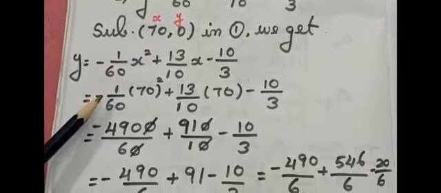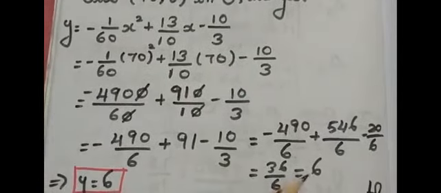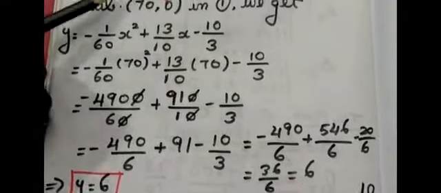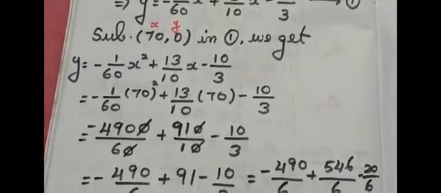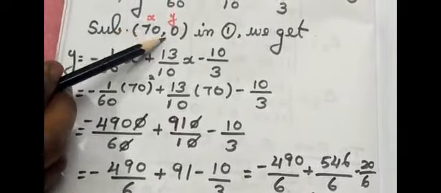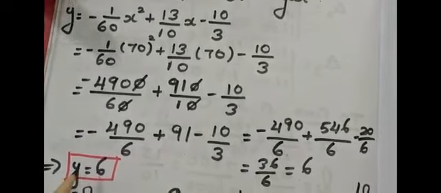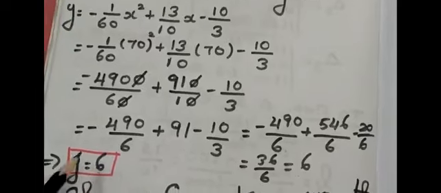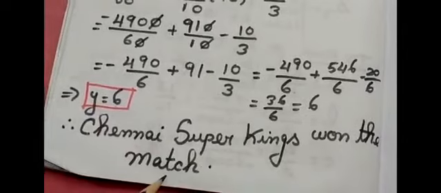After simplification, you have to take the LCM. After doing all the calculation, you will get the answer y equal to 6. But actually, at this point the value of y is 0. In place of 0, I am getting y equal to 6. The maximum point is 70, 0, but the y value is crossing 0, as I am getting 6. Since I am getting y equal to 6, I can say that Chennai Super Kings won the match.